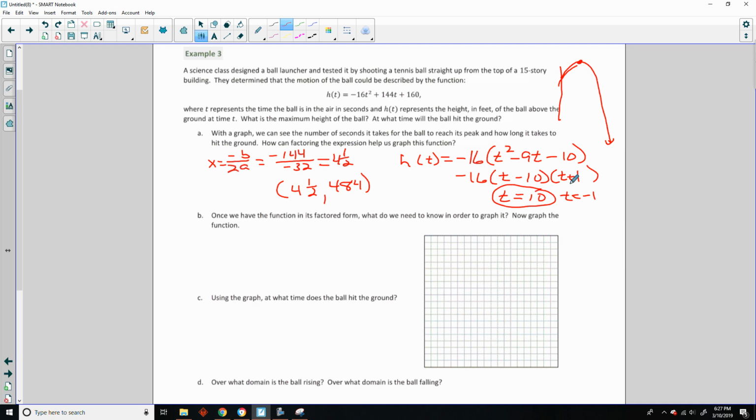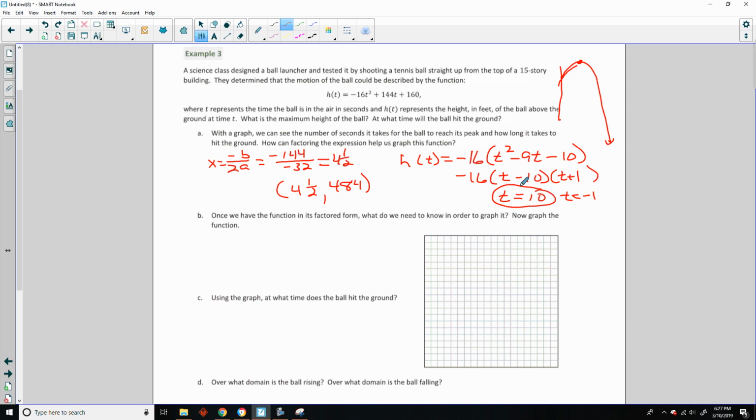So at what time will the ball hit the ground? 10 seconds. With the graph, we can see the number of seconds it takes for the ball to reach its peak and how long it takes to hit the ground. Well, it took 4.5 seconds to get up to 484 feet. And then how can factoring the expression help us graph the function? Well, that showed us where our x-intercept was, t equals 10.